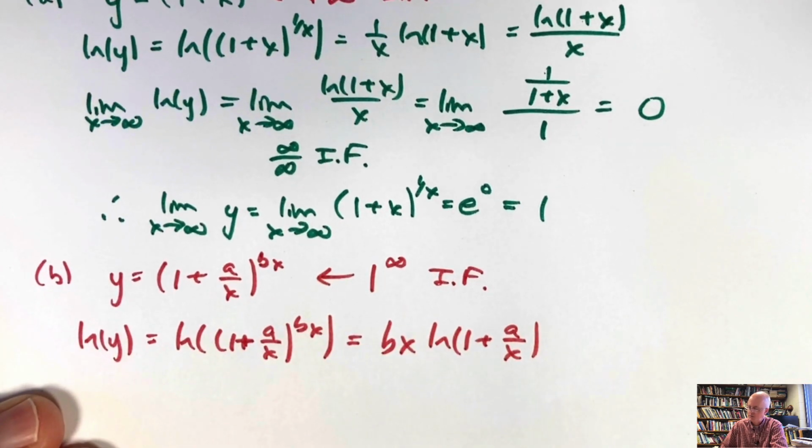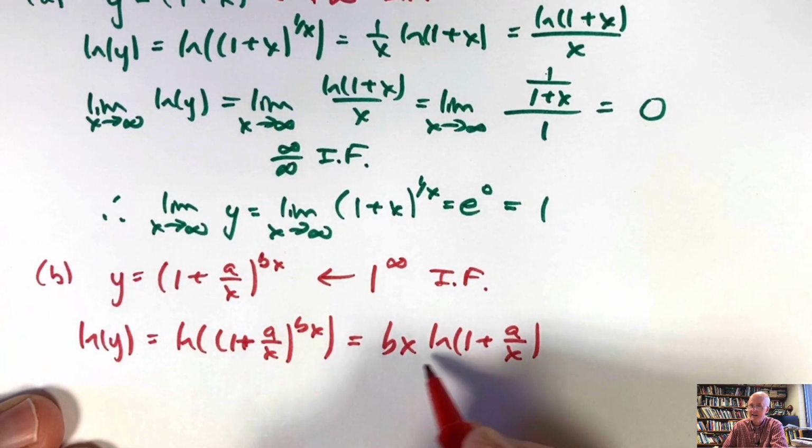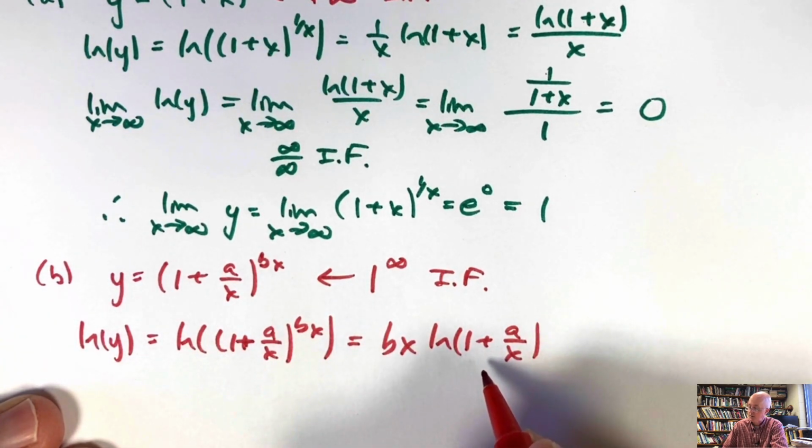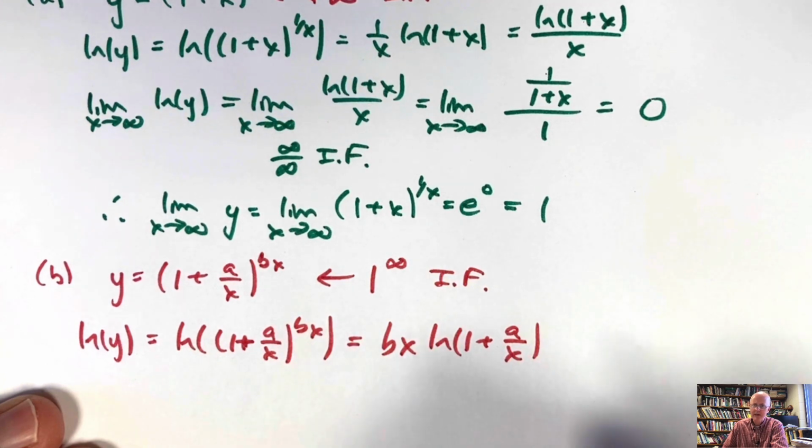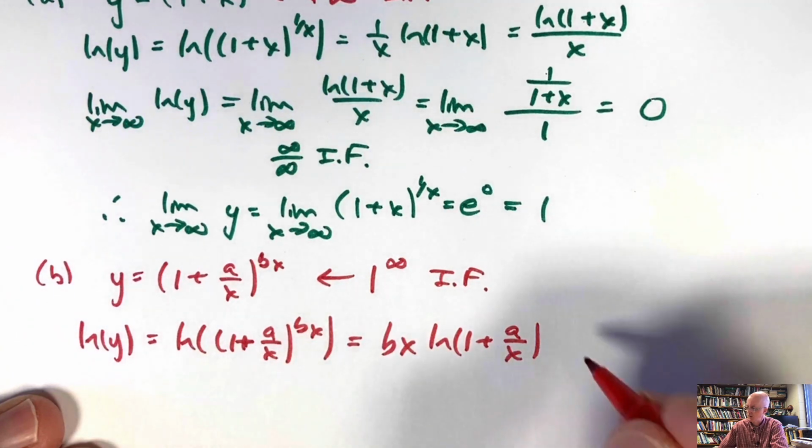And as x goes to infinity, this now becomes an infinity times 0 indeterminate form. Natural log of 1 is 0. A over x is going to 0 as x goes to infinity. But if we want to apply L'Hopital's rule, we need to write it as a fraction. Maybe the same kind of trick as a previous problem will work.